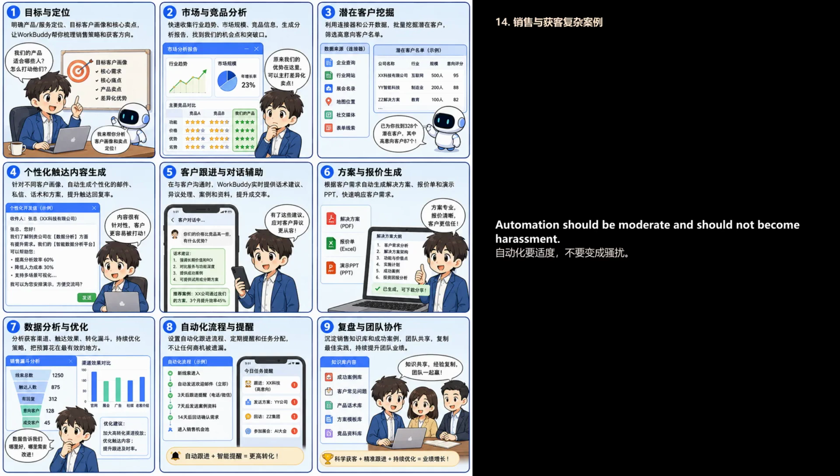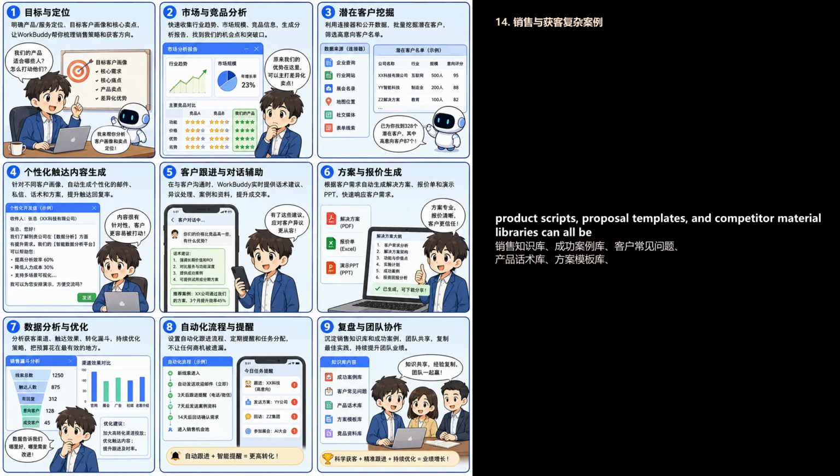The ninth step is review and team collaboration. Sales knowledge bases, successful case libraries, common customer questions, product scripts, proposal templates, and competitor material libraries can all be accumulated and shared to improve the entire team's capability.